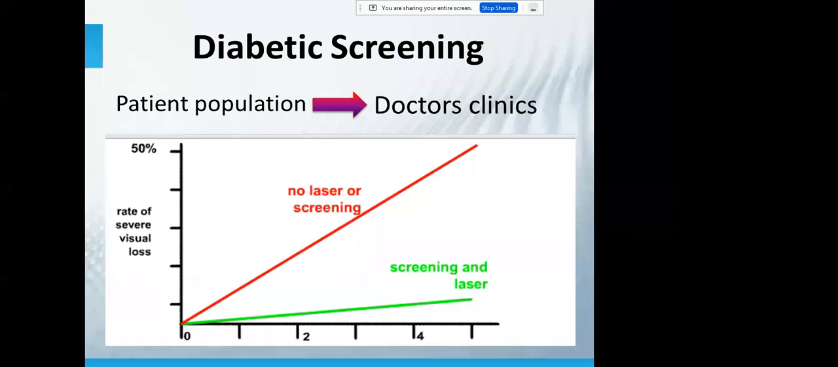So now we go to diabetic screening. This means we're trying to go into a population of people who have the disease and we want them to reach the doctor's clinic. So if you do not do laser or screening, it was found that the rate of severe visual loss was very high. When you did screening and laser, the rate of visual loss was low.